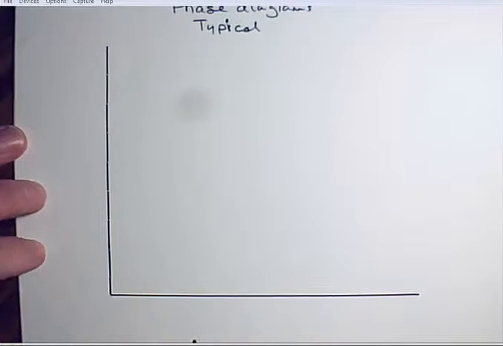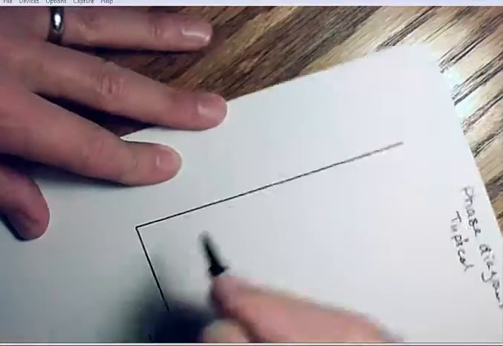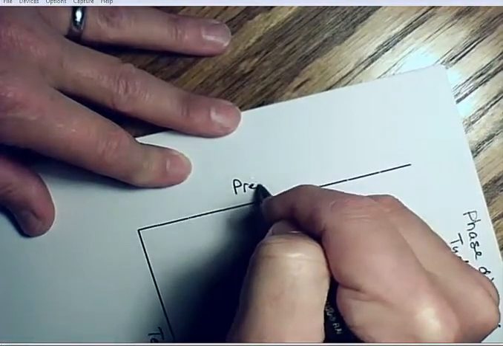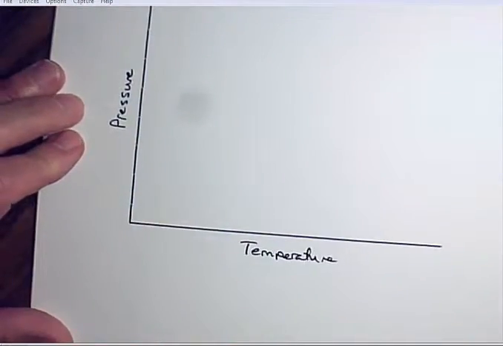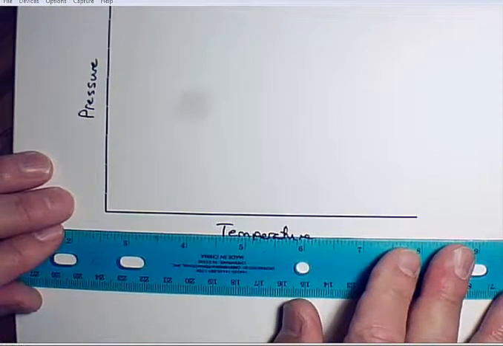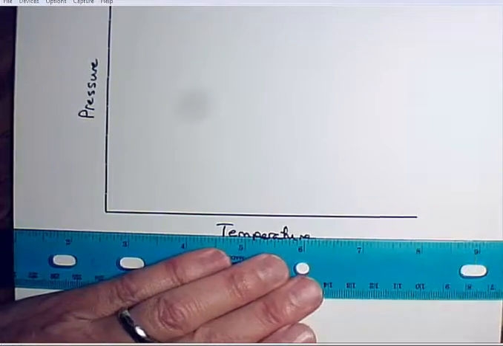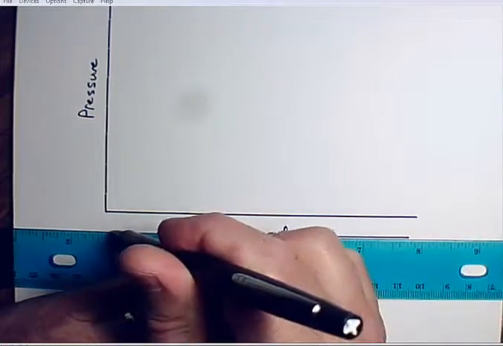So, we're going to be looking at temperature down here. We're going to be looking at pressure on the vertical axis. Now, the temperature could be almost any temperature. It would depend on the substance as to what the temperature ranges would be.